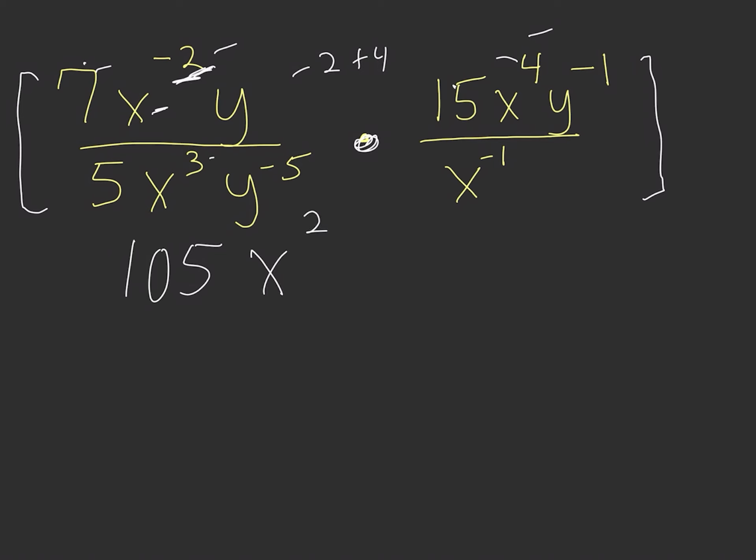And then we're dealing with the y's here. Well, this is y, when it's not written anything, it's of course y to the 1. And this is a y to the negative 1. So you're adding the 1 and the negative 1. You get y to the 0. Anything to 0 is 1, so I don't have to write anything on the top there.